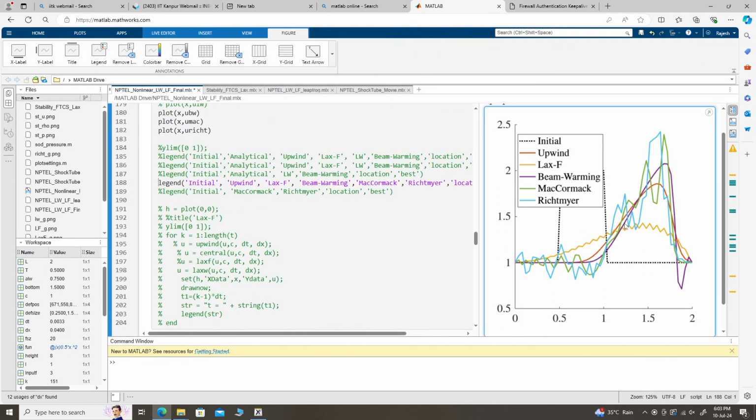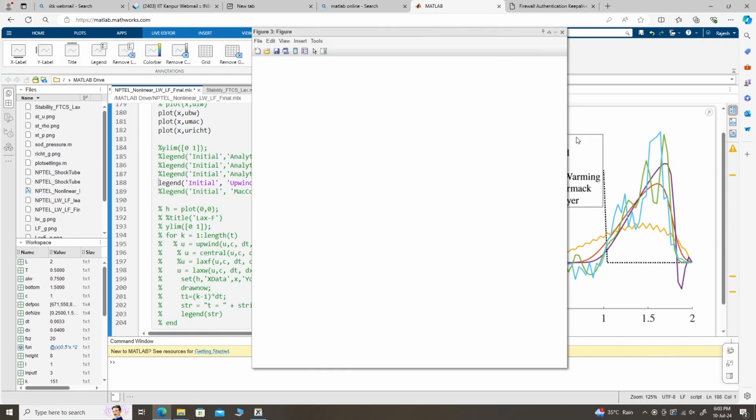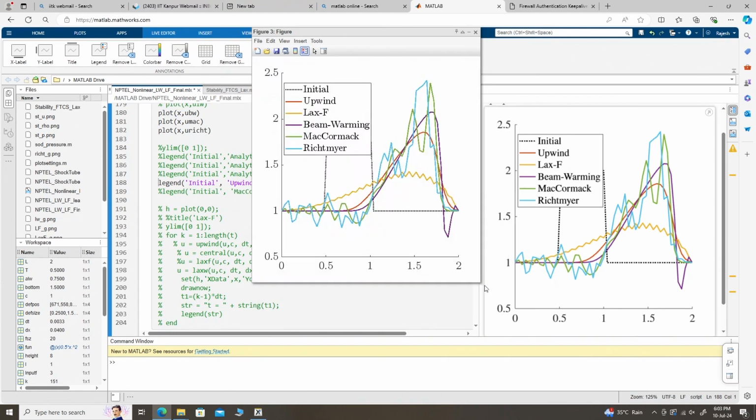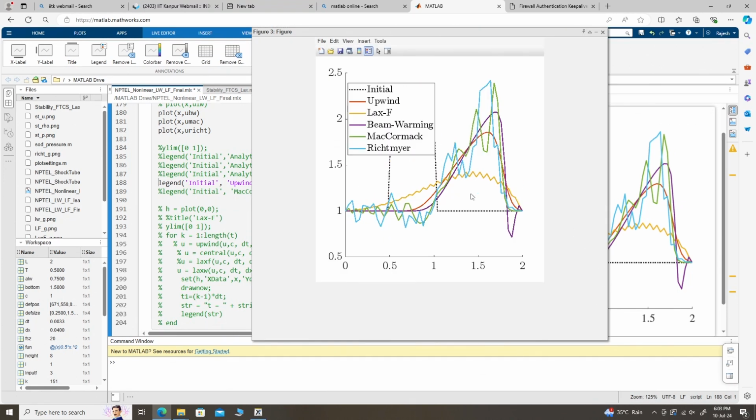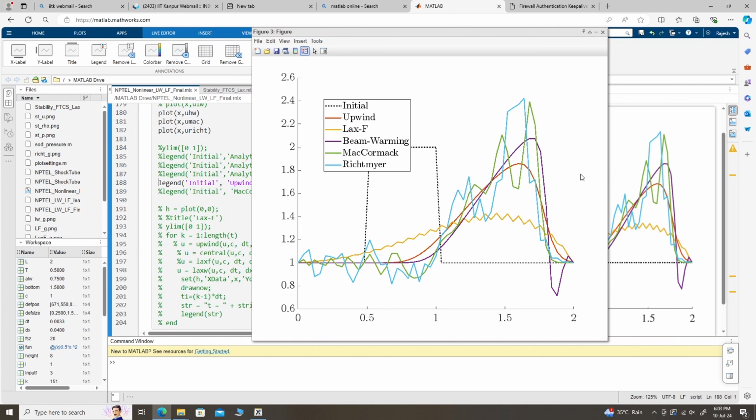Here you can see one interesting behavior that we have discussed earlier: it is now tilting towards the right. The right side is more vertical than the left one. That means it is developing a shock. And once again the upwind or upwind-biased schemes like Beam-Warming are doing better than the other schemes for the nonlinear problem.